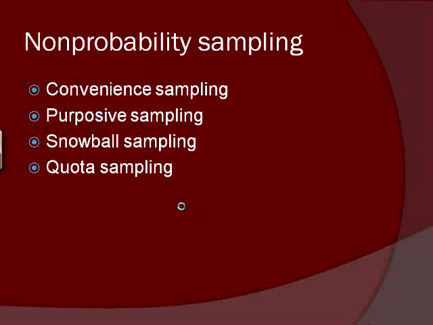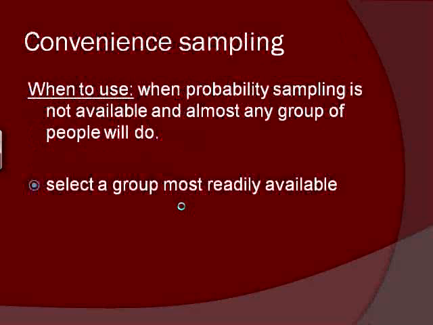And so we have four types of non-probability sampling methods: convenience sampling, purposive sampling, snowball sampling, and quota sampling. Let's talk about each of them in turn. The most basic type of sampling is called convenience sampling. What we do in this method, we simply select a group of people who are most readily available.